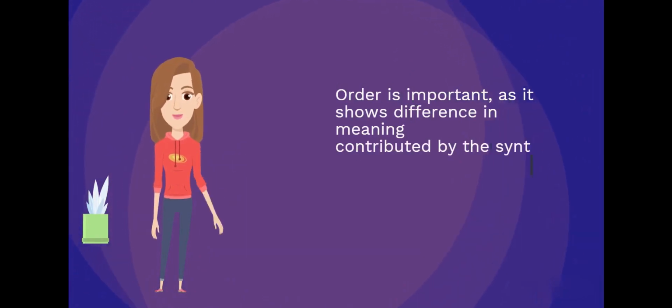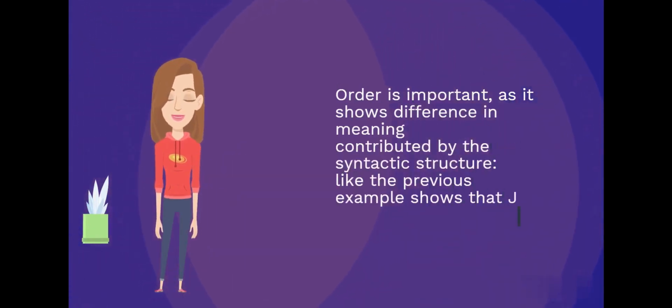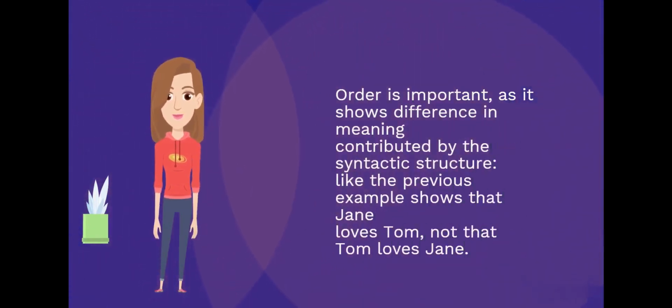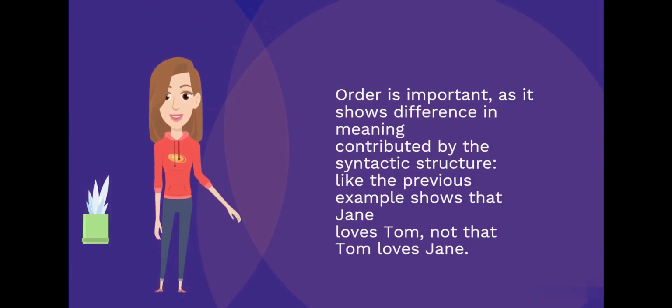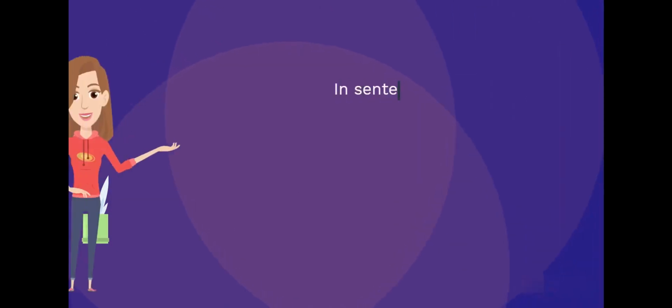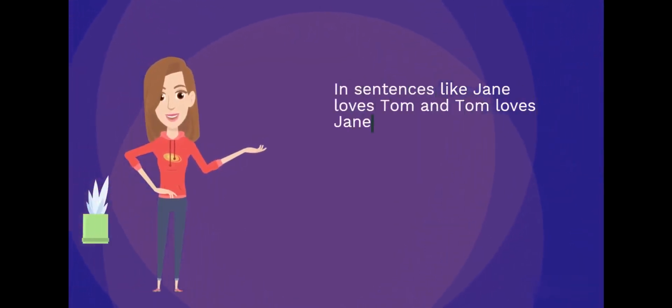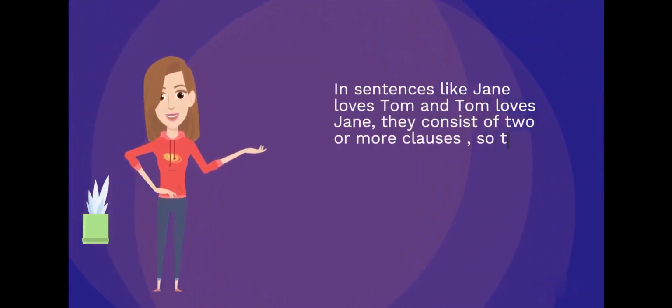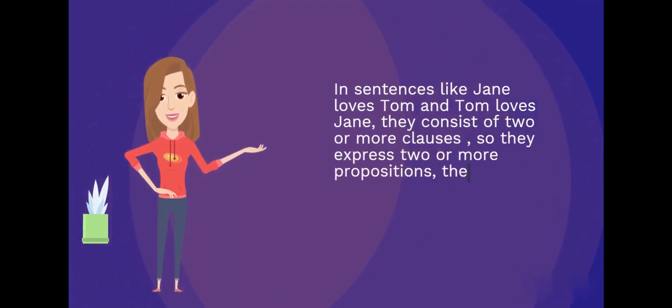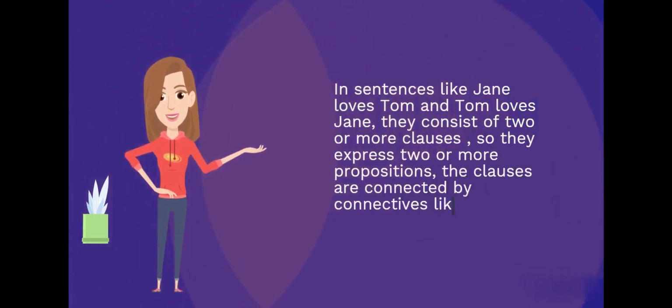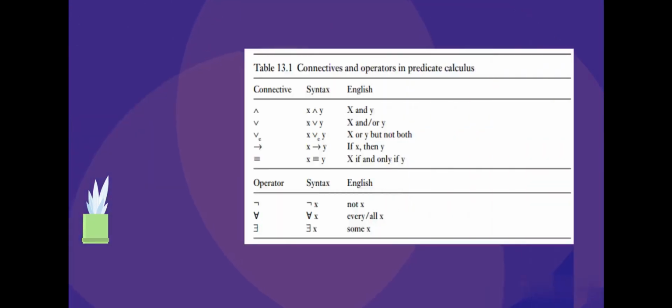Order is important as it shows difference in meaning contributed by the syntactic structure. Like the previous example shows that Jane loves Tom, not that Tom loves Jane. In sentences like Jane loves Tom and Tom loves Jane, they consist of two or more clauses, so they express two or more propositions. The clauses are connected by connectives like and, or, etc.